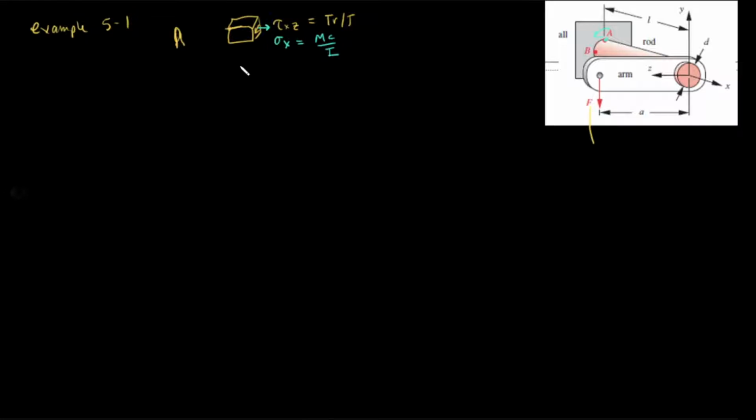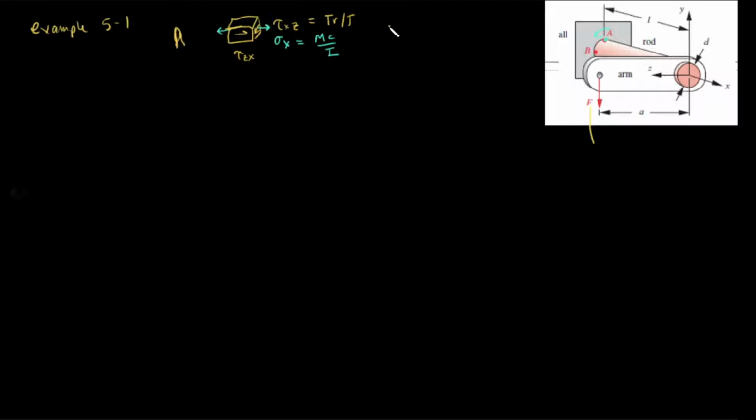We also have the equal and opposite for those values as well. Obviously they act on both faces, and the shear is counteracted as well on that face, and that's the tau zx. Now we can calculate those stresses at that point.